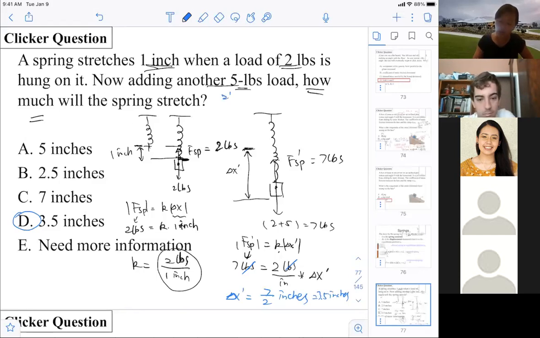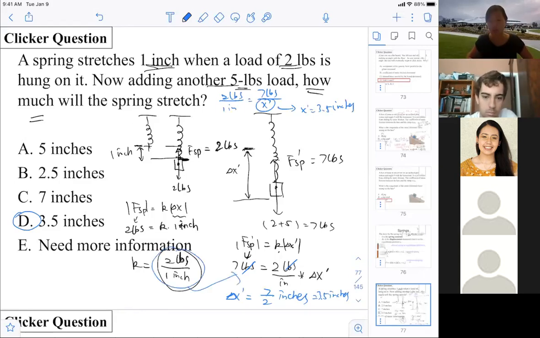Does that make sense? You can see this is also a simple proportion. 2 pounds make it stretch 1 inch. How much would 7 pounds make it stretch? That will tell you it's going to be 3.5 inches. The proportion is exactly K here. But here I simply applied Hooke's law 2 different times. I calculated the K and then plugged it in to find how much is stretched now.